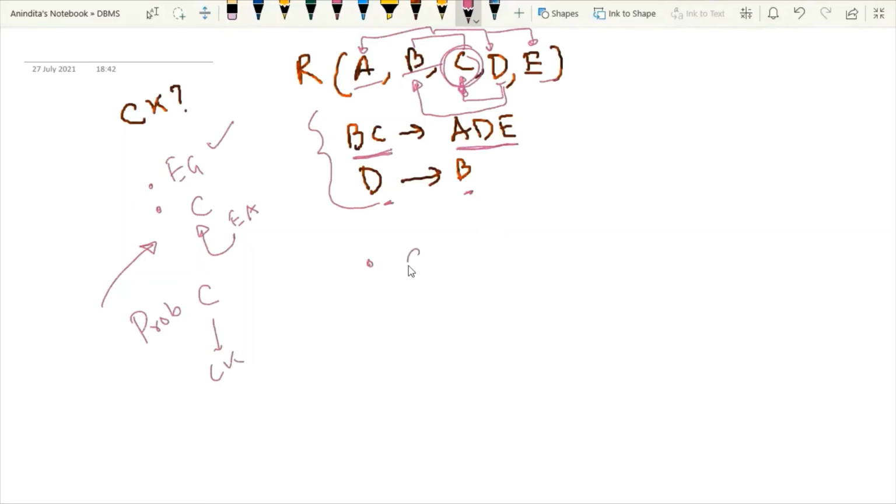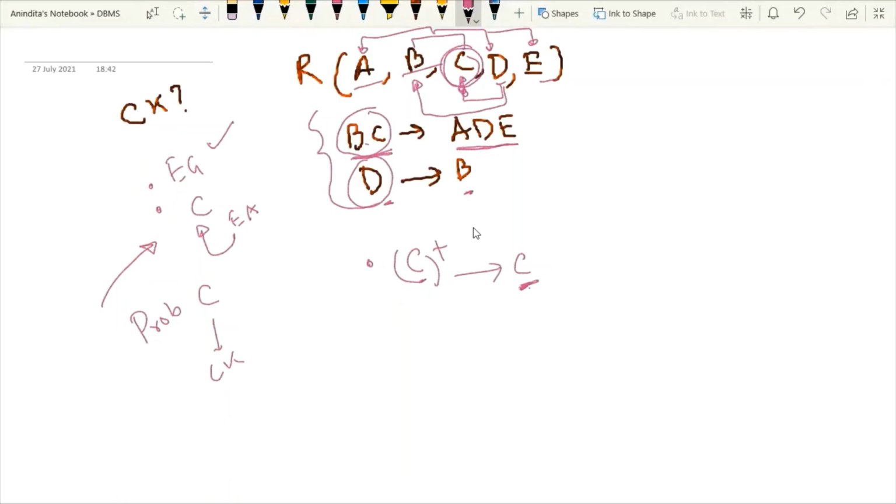So how can I check? I have to find the closure of C. How to find the closure of C? Very simple. I will use the law of reflexivity. From C, I will get C. Now I will check whether whatever I am getting on the right hand side appears in the left hand side or not. Here we have C, but there exists no C in the left hand side. So try to understand. From here I cannot extract this. So only C is not there.